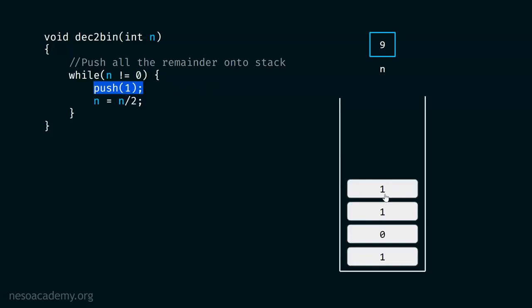Therefore, we'll push this element onto stack. After this, we'll update n by n divided by 2. Here, this will get replaced by 4. Then after this, again, we'll check this condition. We'll get inside. We'll call the push function. This time, 0 will get pushed inside stack.